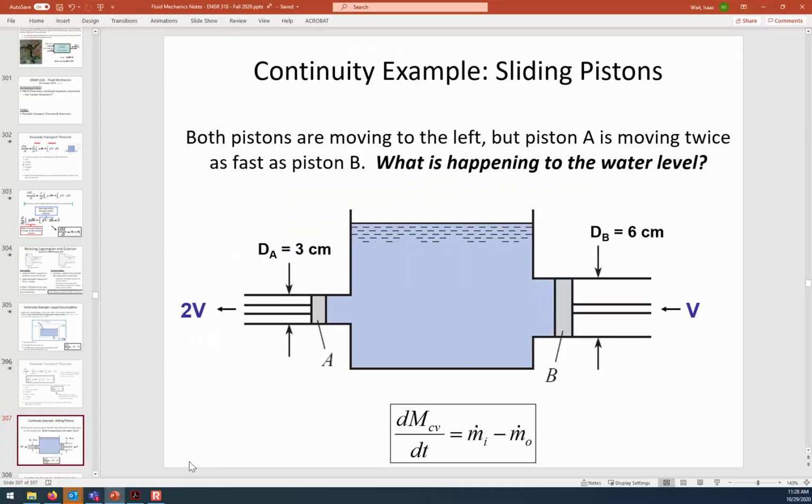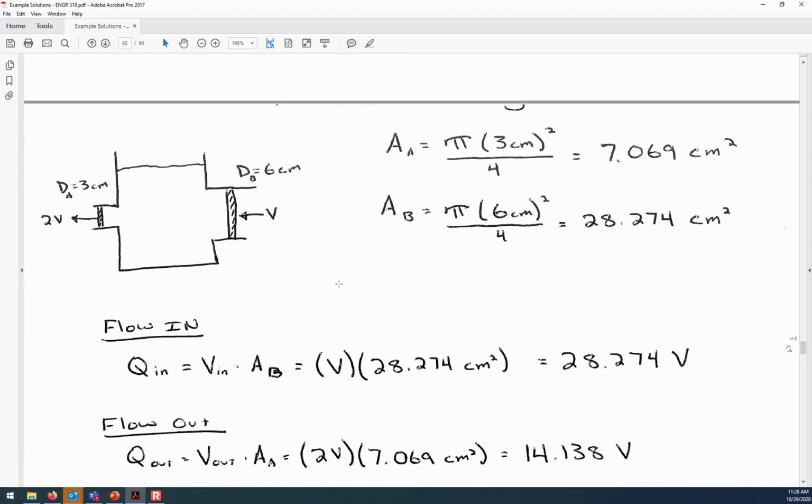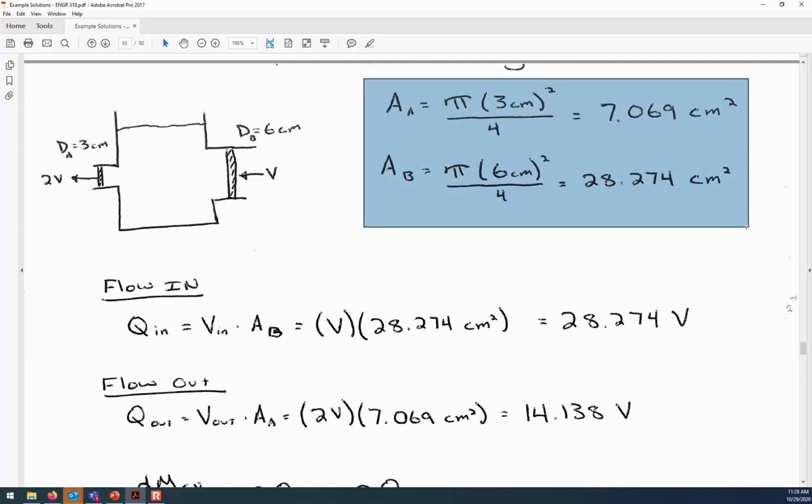And so let me just show you the conceptual calculations that accompany this. We are given numeric values for the diameters, and so we can calculate the area at A and the area at B. And then we're going to check the inflow, check the outflow, and find the net accumulation. That same idea of finding out what's the mass change inside of the control volume.